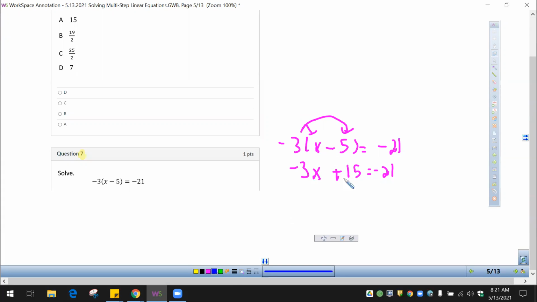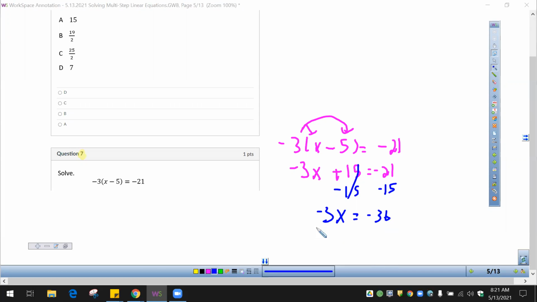And then this plus 15, you want to get rid of it. So you do minus 15, minus 15. So you drop the negative 3x down. You get negative 36. And then you'll divide everything by negative 3. And again, just the same stuff we've done, all right? So you get x is equal to 12. So you would type in 12 there.